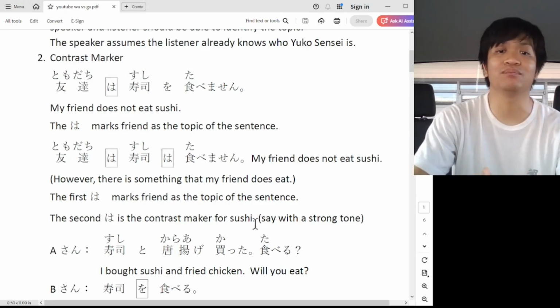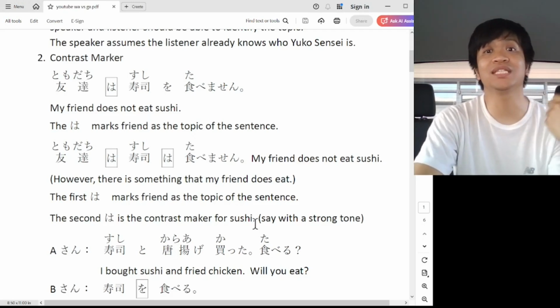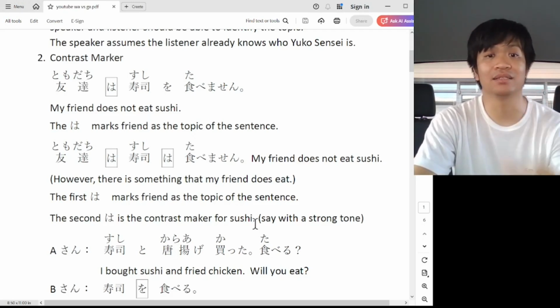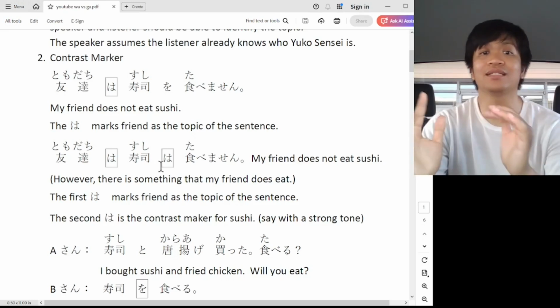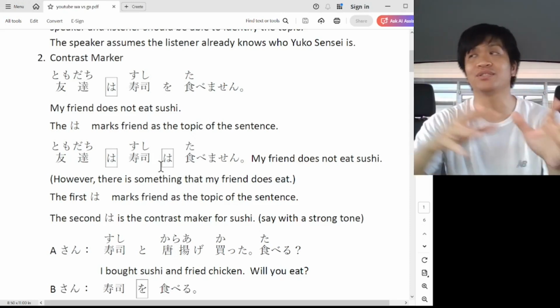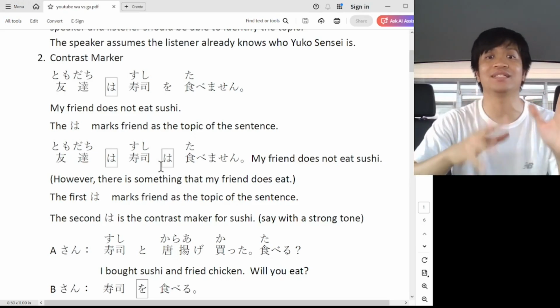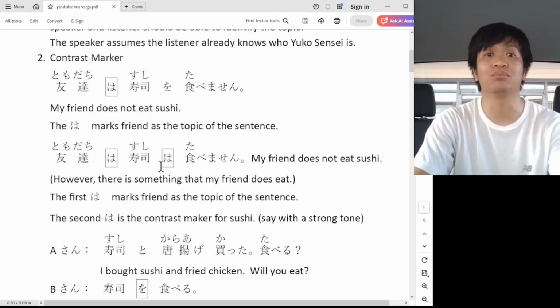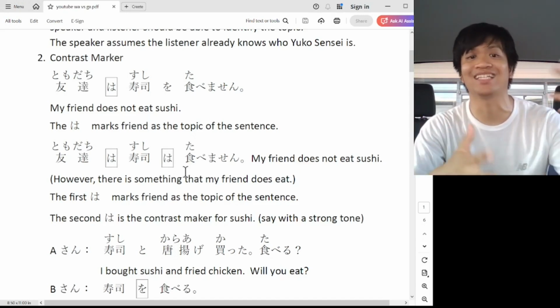So you say it with a bit of a strong tone. Actually it would be like, tomodachi wa sushi wa tabemasen. This implies that my friend does not eat sushi, but then there's something that's left unsaid. However, there's something else that he does eat. This is implied because of this wa as a contrast marker. So it's something that's implied and not said.